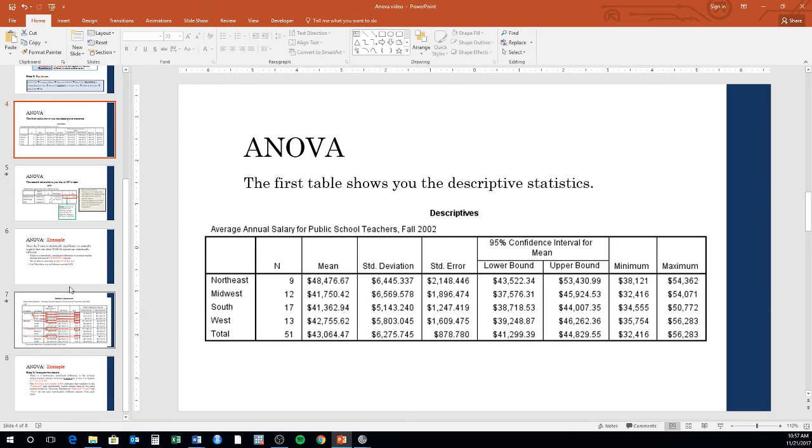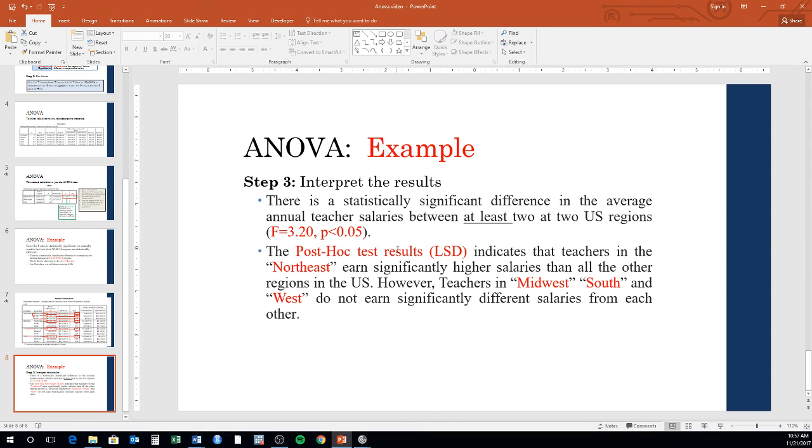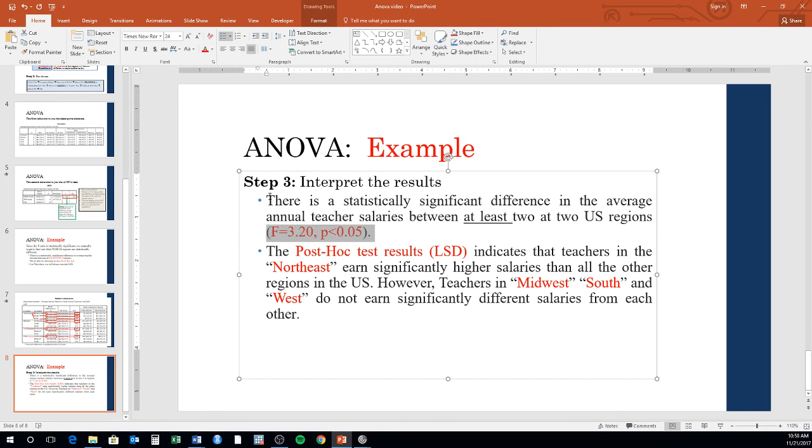So how would you report this? Because pasting the table would not be reporting. Pasting the table is just pasting the table. So the way you would report this is that first you would say that there is a statistically significant difference in the average annual teacher salaries between at least two of the U.S. regions. And you will give me the F ratio and whether or not the p-value is greater or less than 0.05. In this case, the p-value is less than 0.05. Both things need to be there for you to report it: the statistics, but also this language.